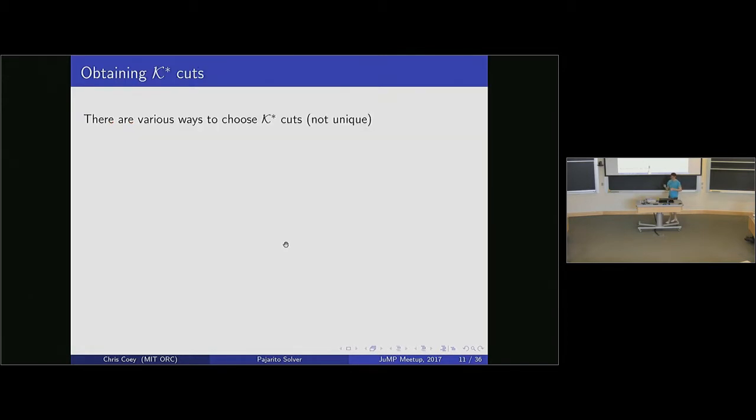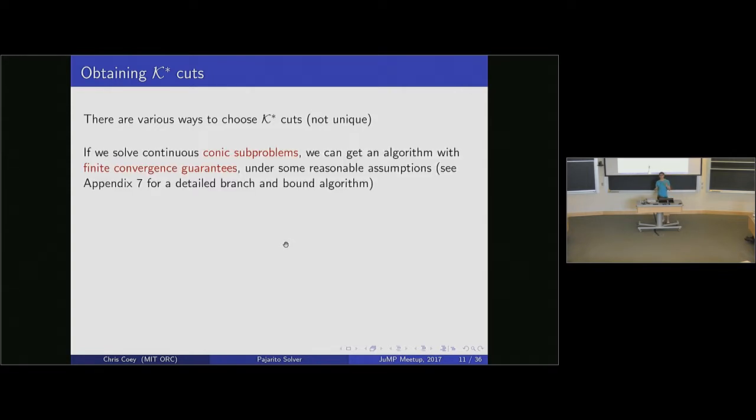Okay, so these cuts are not unique, but we're going to choose a particularly good way of finding them. To do that, we're going to solve conic subproblems, continuous conic subproblems, using conic solvers. This will yield an algorithm that has finite convergence guarantees under some reasonable assumptions.